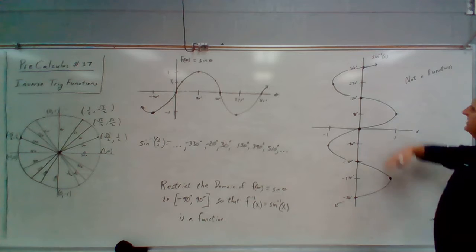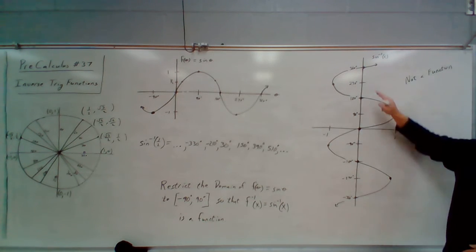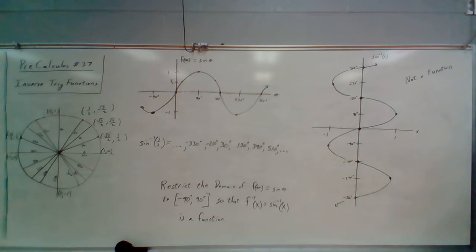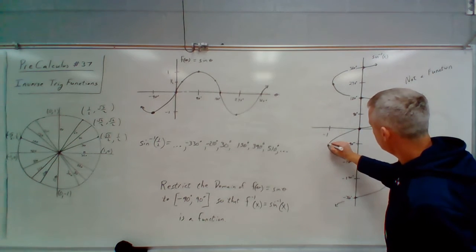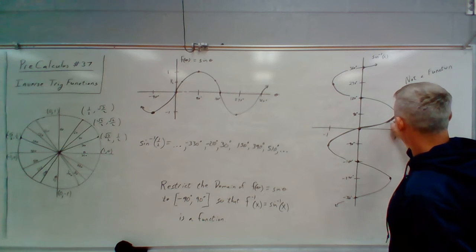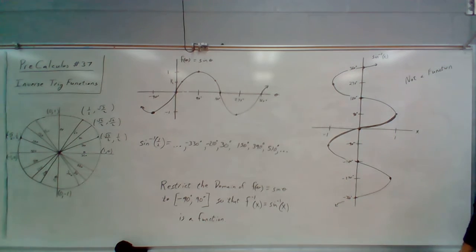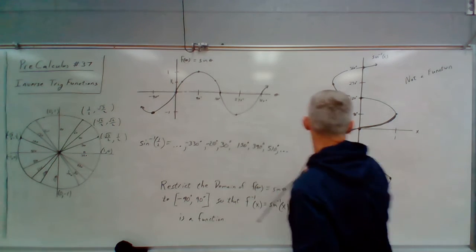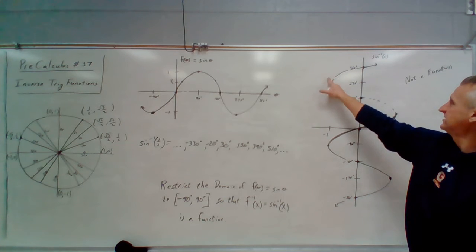All right, so this is not a function, fails the vertical line test, but we would really, really like for sine inverse of x to be a function. So here's what we're going to do. We're going to cheat so that it is a function. We're just going to take this part right here. Okay, so this part of the function. And we're going to chop off all the rest of it. So we're going to get rid of all the rest of this.